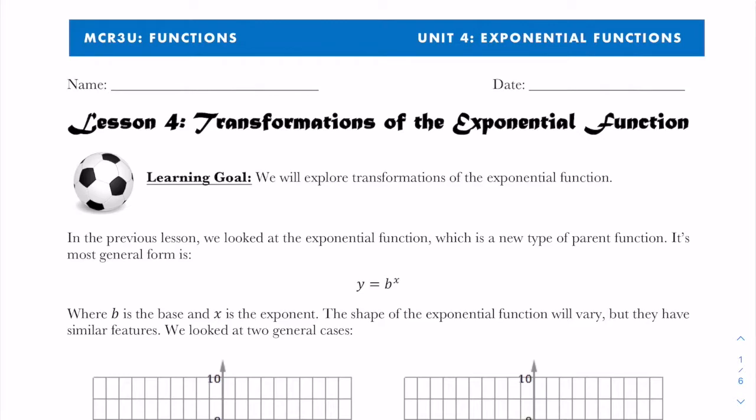In Lesson 3, we learned about a new type of function, the exponential function. This is a new type of parent function, and its most general form is y equals b to the exponent x. Recall, b is the base and x is the exponent. The shape of the function will vary, but generally speaking, there's one of two general cases.